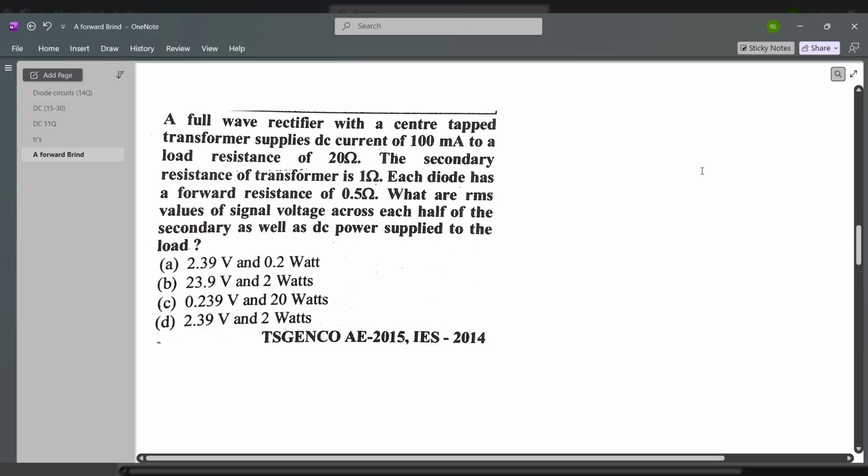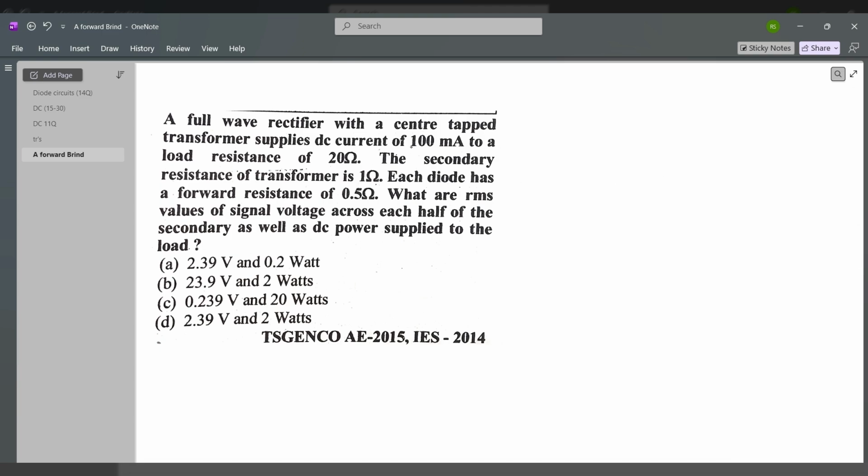Now let's see one more question. A full wave rectifier with a center tap transformer supplies a DC current of 100 milliamps to a load resistance of 20 ohms. The secondary resistance of a transformer is 1 ohm. Each diode has a forward resistance of 0.5 ohms. What are the RMS values of signal voltage across each half of the secondary load as well as DC power supply to the load? Good.